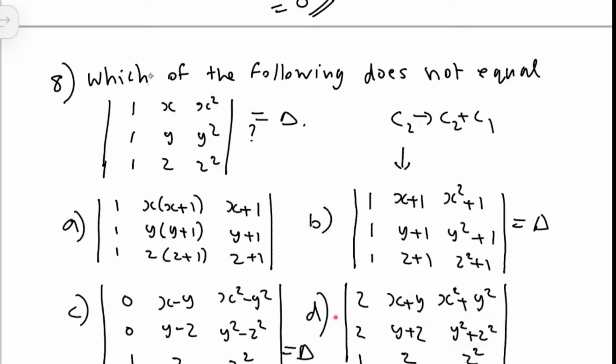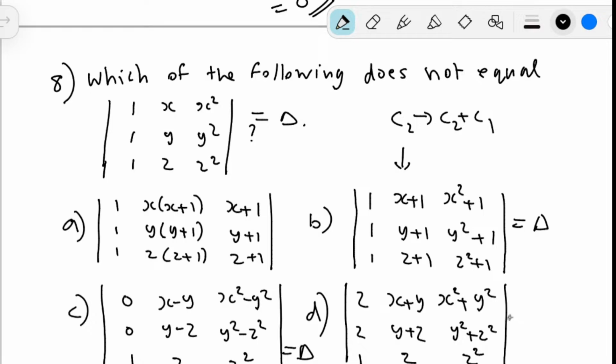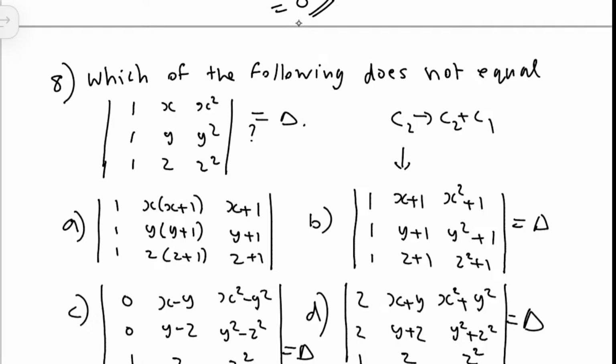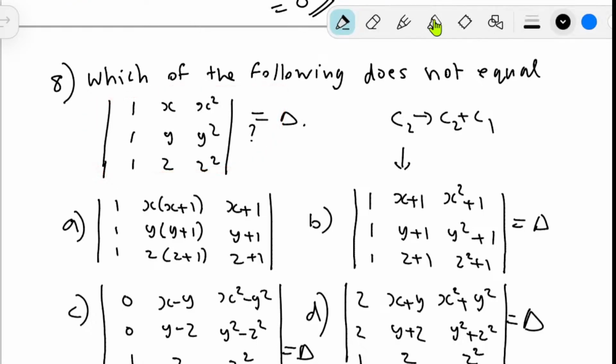So this option D is also a row and column operation. So these three options satisfy the given determinant value. So our answer is nothing but option A. This is the correct answer for this question.